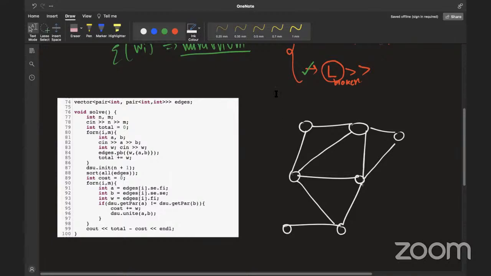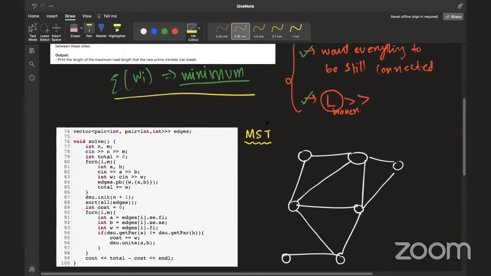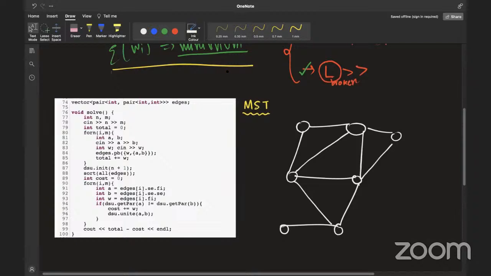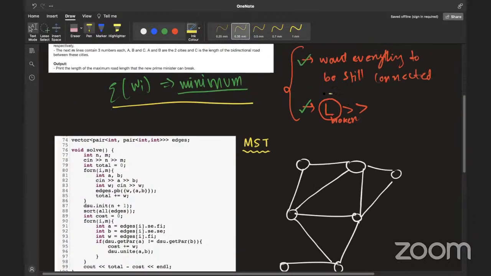So you can think of it as something like this. In an MST, you have certain edges and nodes in such a way that the sum of the weight of the edges is minimum. And you can think of it in such a way that after you break some roads, there are the remaining roads. So you want the length of the broken roads to be maximum.